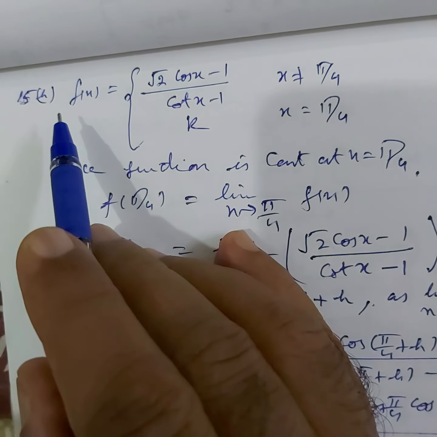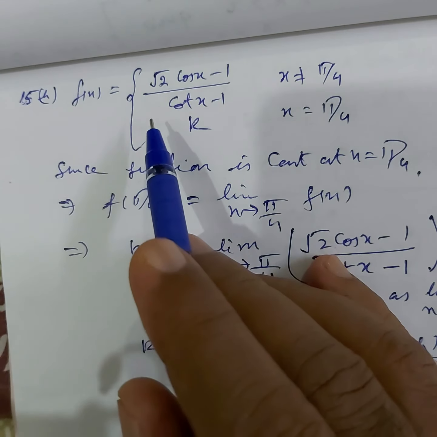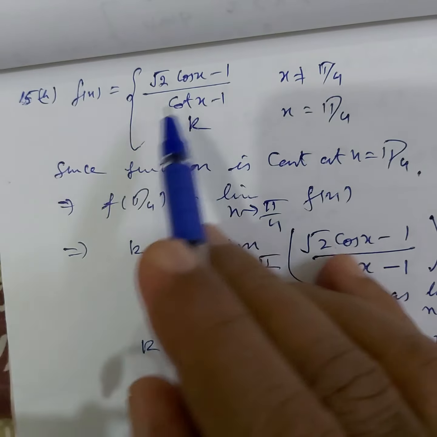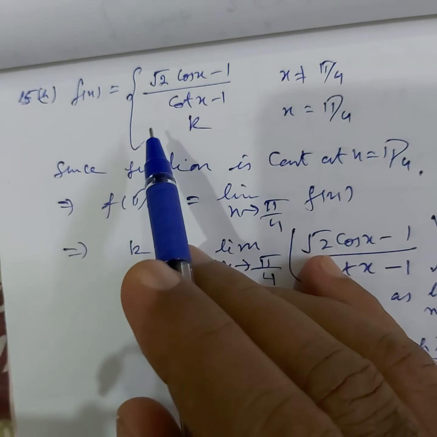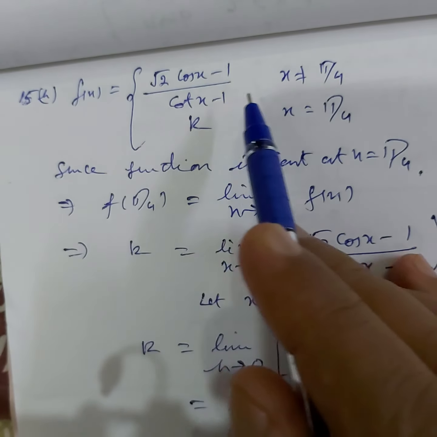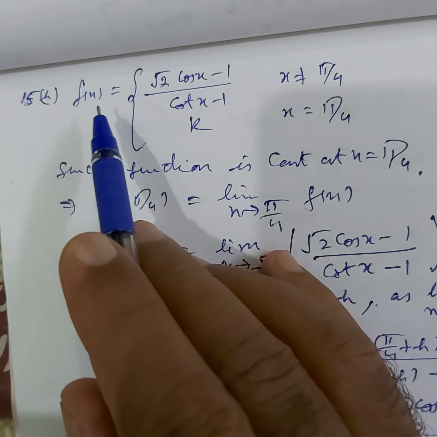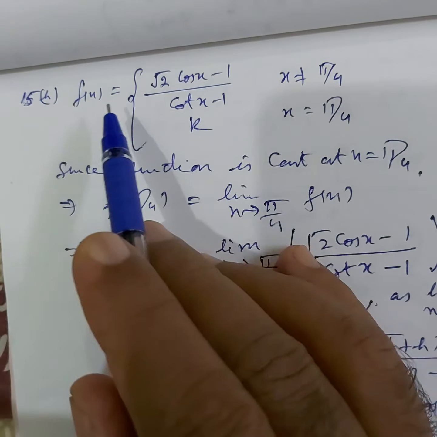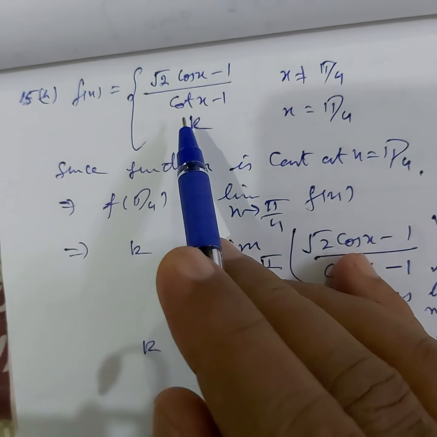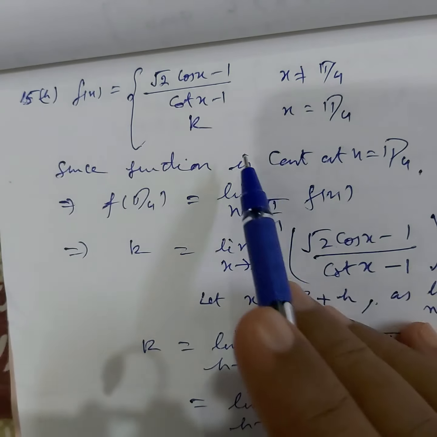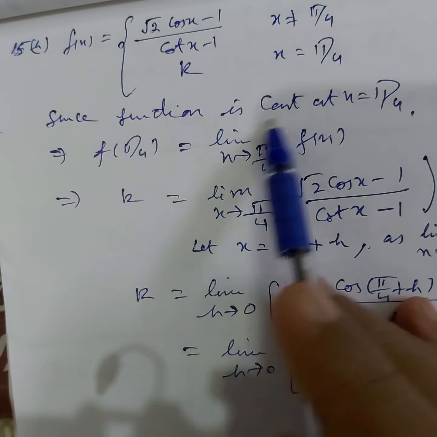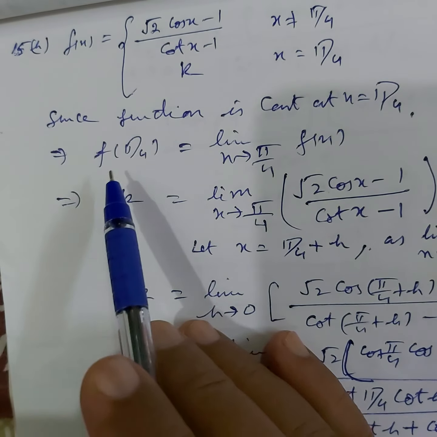In question 15, the function is continuous, so we have to find the constant value. This is the 22/8/2020 assignment, and we are continuing it further. f(x) is equal to under root 2 cos x minus 1 upon cot x minus 1, for x not equal to pi by 4, and this is k. So the function is continuous at x equal to pi by 4.